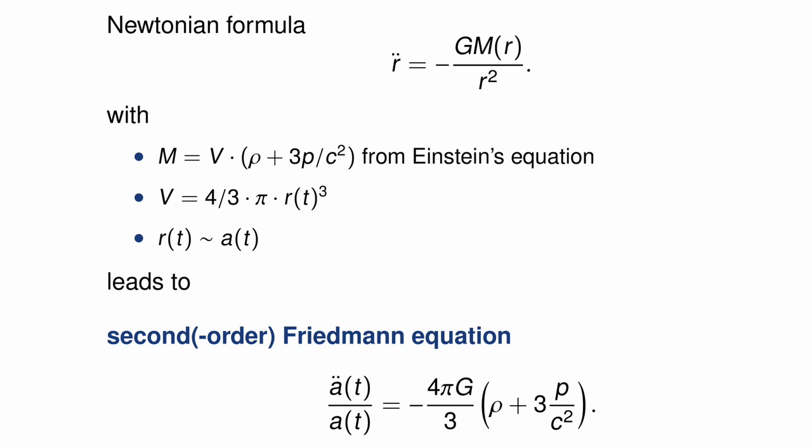And if you put all this in, then you're going to get this equation for the second time derivative of the scale factor. It's called the second Friedmann equation, or the second order Friedmann equation, first found by Alexander Friedmann in the early 20th century. This is, if you will, our first equation for how the scale factor changes over time.